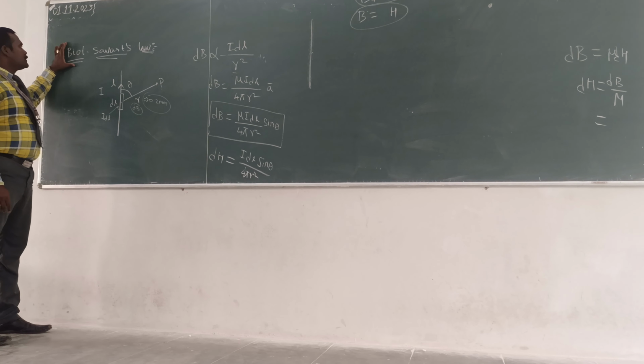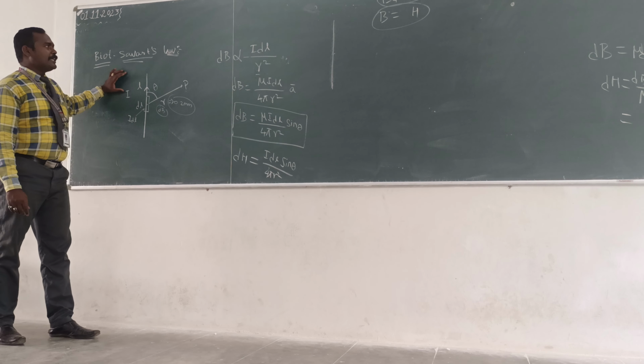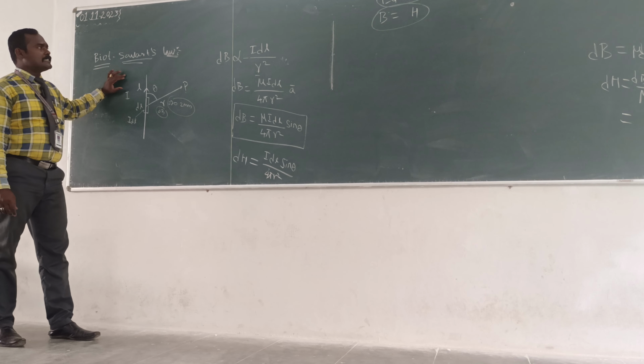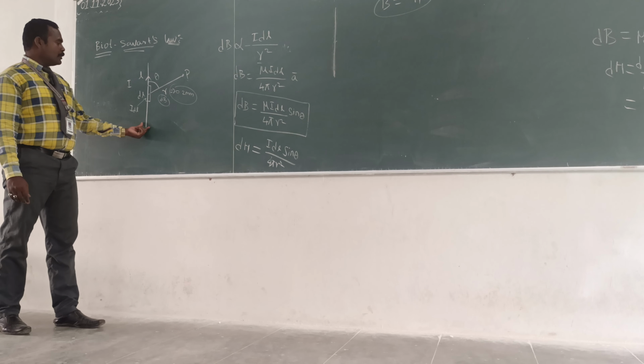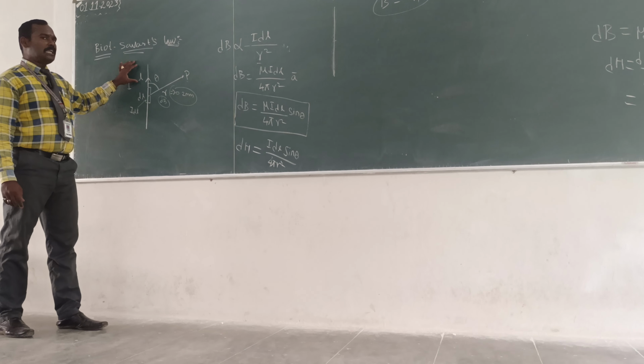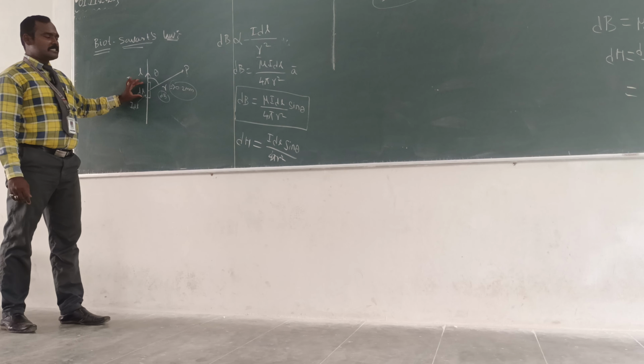So today we are going to discuss the Biot-Savart law. With the Biot-Savart law, you need to find the magnetic flux density of a particular current element. You can consider a uniformly charged line of length l. Then you can consider a small portion of it, that is dl.